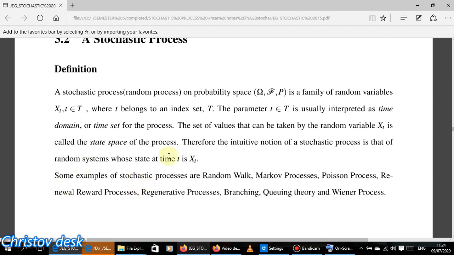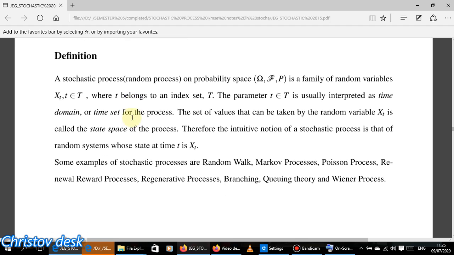So a stochastic process, or a random process on a probability space, is a family of random variables indexed by time, where t belongs to a certain time domain, so capital T is just the time domain. The parameter t is usually interpreted as the time domain, or the time set for the process.